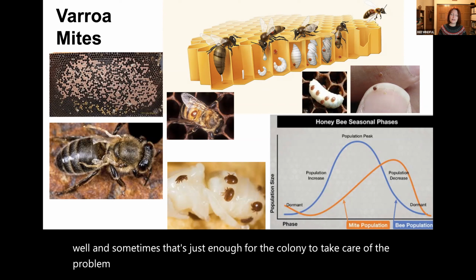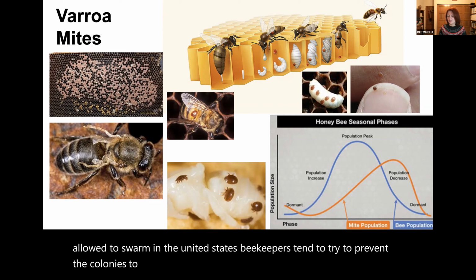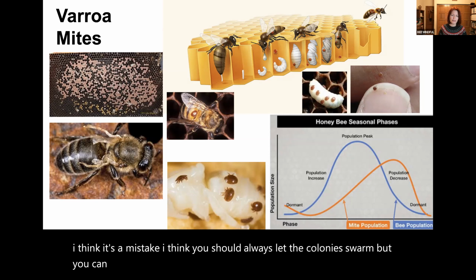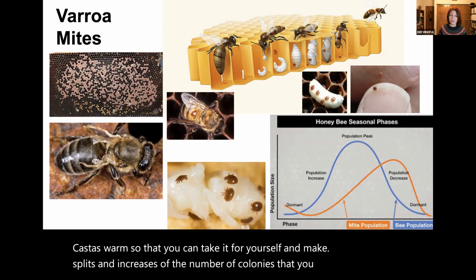That's also why it's important to make sure that the colonies are allowed to swarm. In the United States, beekeepers tend to try to prevent the colonies from swarming so that they can increase the size of their colonies. And I think it's a mistake. I think you should always let the colonies swarm, but you can leverage that swarming and harvest the queen and the resources before they actually cast the swarm, so that you can take it for yourself and make splits and increases of the number of colonies that you have in your apiary.